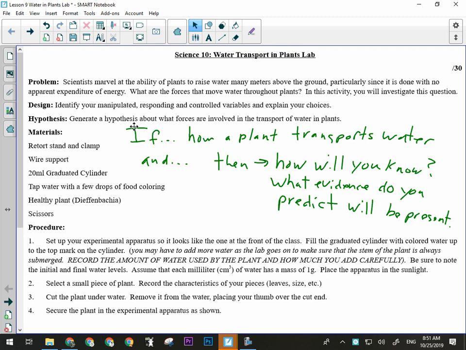Okay, so the procedure is going to go like this. We're going to go across the hall to the lab, and we're going to take 2 graduated cylinders out of the cupboard. You're going to need a 100 mil graduated cylinder, and you are going to need a 25 mil graduated cylinder. Those are the really small ones.